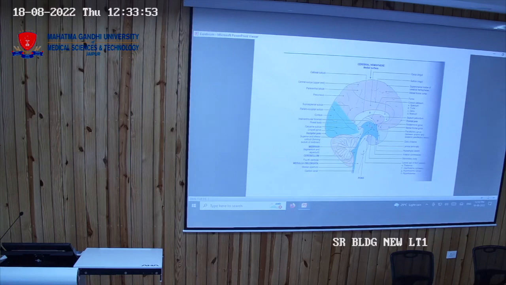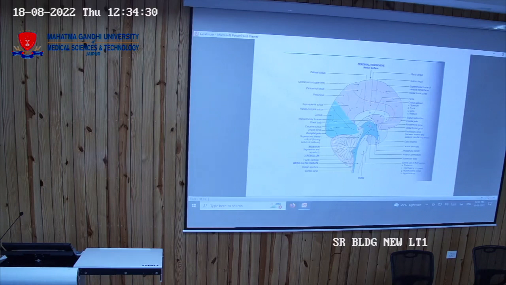Besides this, see the important sulci. The sulcus in which the corpus callosum is present is called the callosal sulcus. And just above the callosal sulcus, you are seeing this prominent sulcus. This is called the cingulate sulcus. You are seeing this curved line. This is the cingulate sulcus.